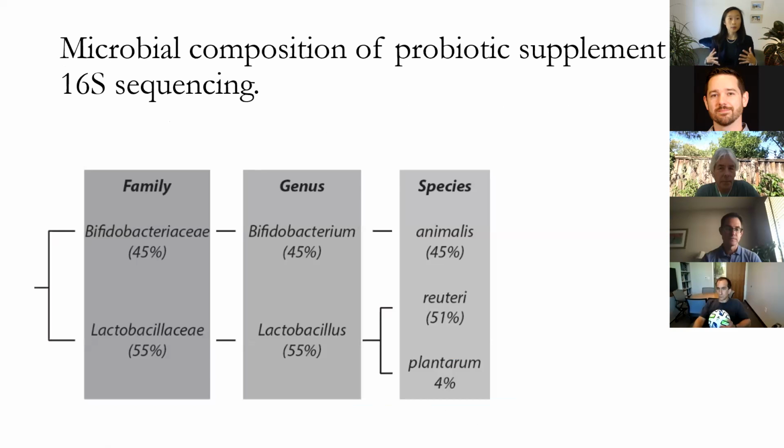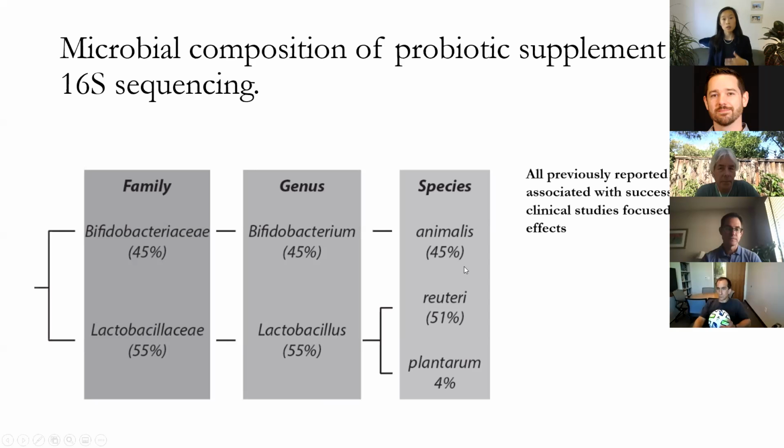For the probiotic supplement itself, we determined what bacteria were in there using 16S sequencing. It was about half bifidobacterium and lactobacillus, both of which are found in fermented foods. However, this cocktail of 3 different species were chosen because they were all previously reported to be associated with success in small clinical studies focused on metabolic effects.